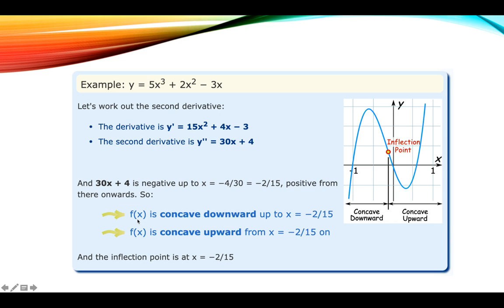And so f of x is concave down up to x equals negative 2 over 15. So here we have a picture of it being concave down until x equals negative 2 over 15. And then it's going to be concave up for every x value following that. And our inflection point is at negative 2/15.